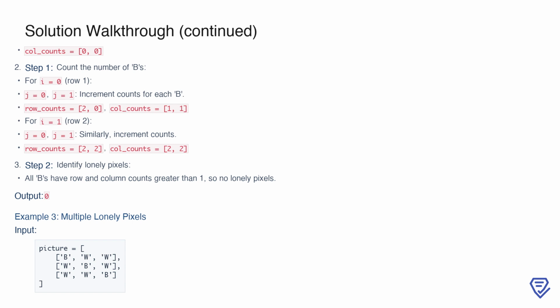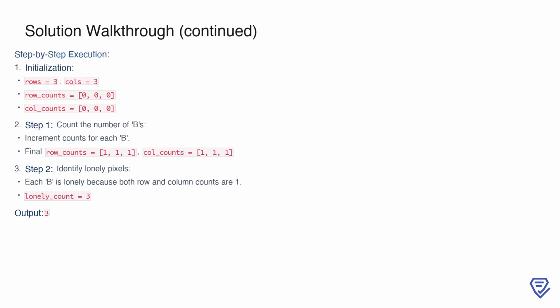Now, we check for lonely pixels. Since every B has row and column counts greater than 1, none of them qualify as lonely. The lonely_count remains 0. Therefore, the output for this example is 0, meaning there are no lonely pixels. Finally, let's explore a third example where multiple lonely pixels exist.